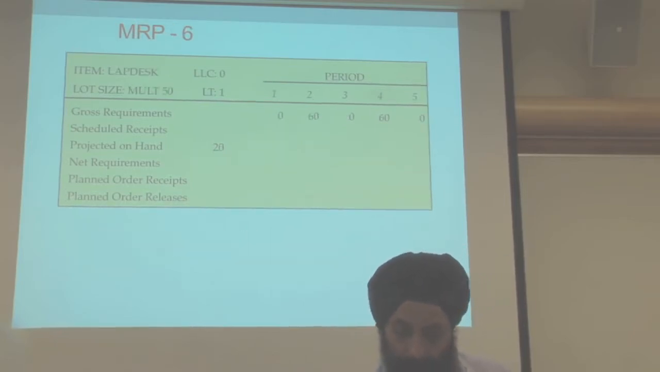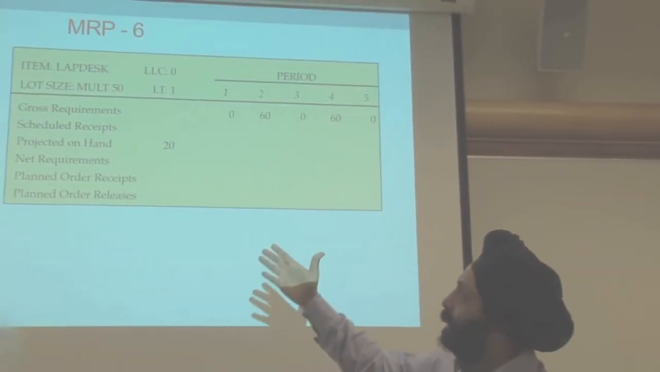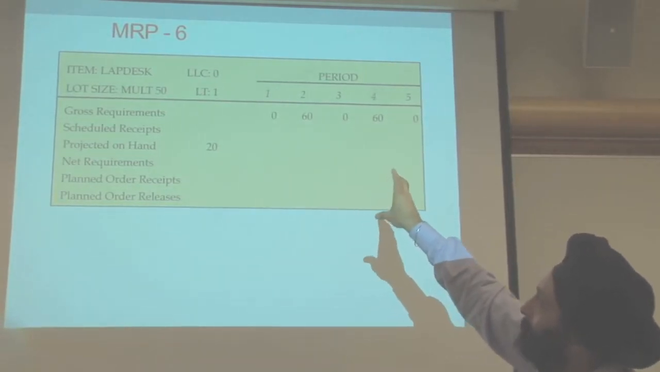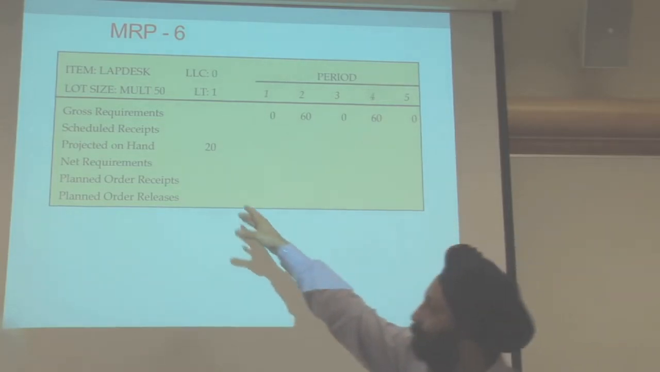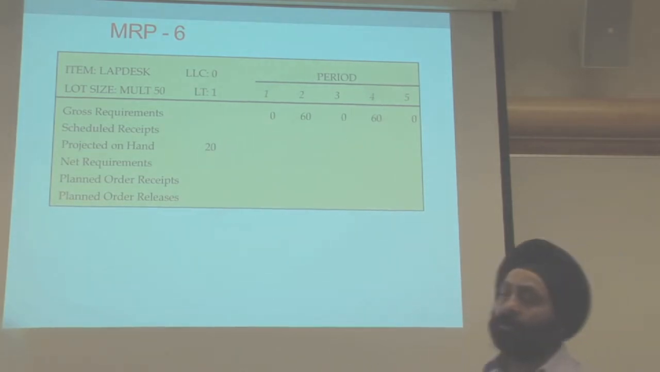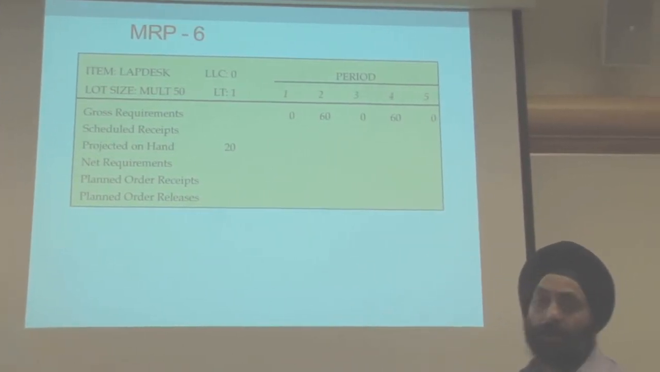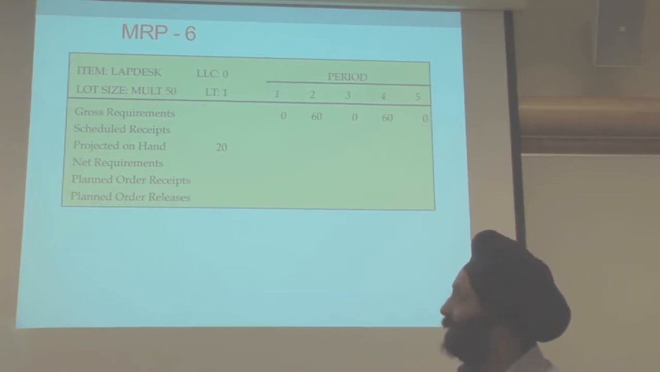Now, in terms of lap desk, which is a completely different product, in the previous slide I mentioned the gross requirement was 60 units every other period. That's 60 and 60. In this case, projected on hand was given to be 20. Lot size is multiples of 50. That is, we can only order 50 units or 100 units, 150, 200. Those are the options available to us in terms of ordering the product.